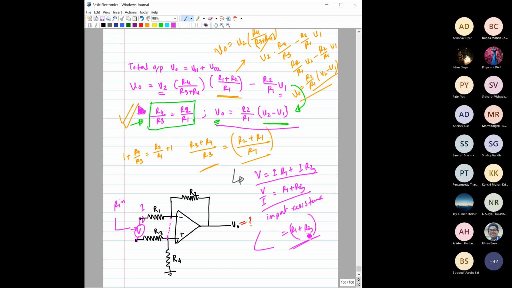Yes, you are right. It should not be R2. How can R2 come here? Because the same potential and the same current has to flow through this. Sorry, I wanted to write R3, but by mistake I have written R2. Okay. So is this part clear to you now?